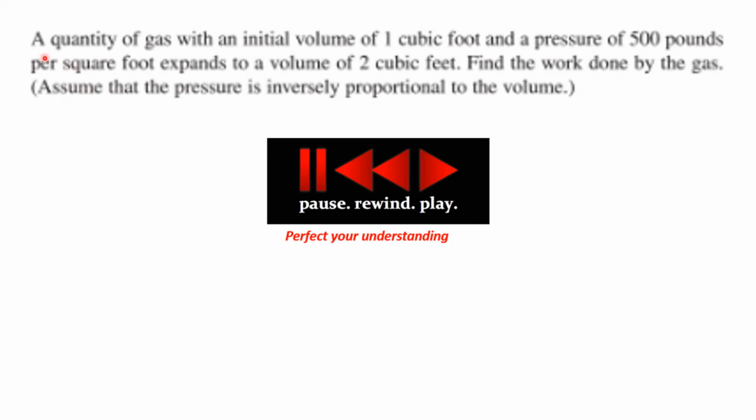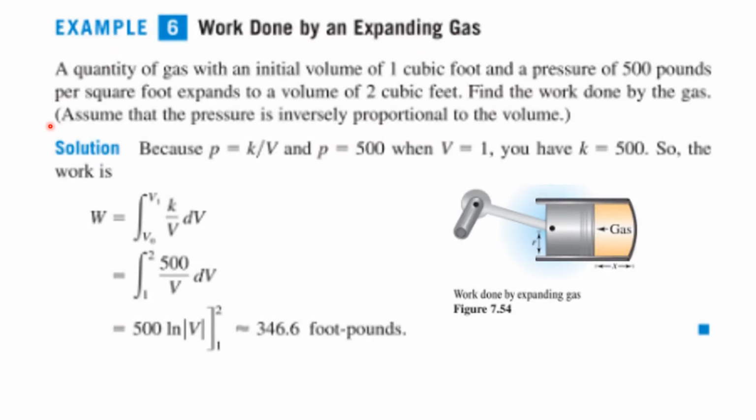So here we have another example. A quantity of gas with an initial volume of 1 cubic foot and a pressure of 500 pounds per square foot expands to a volume of 2 cubic feet. Find the work done by the gas. And again, we're using Boyle's Law. Okay, let's see how you did.